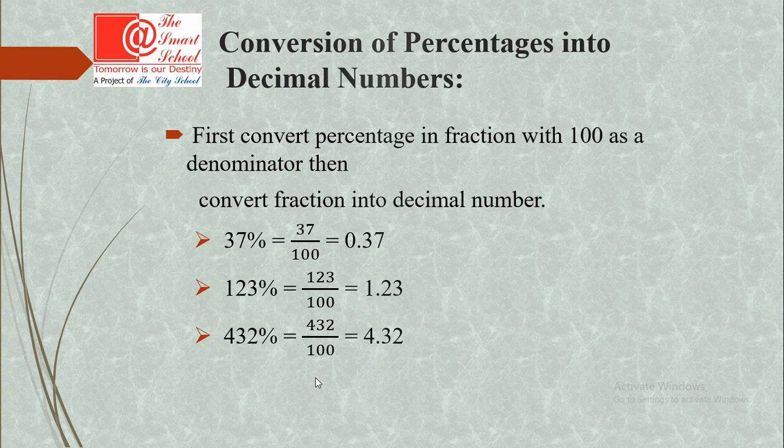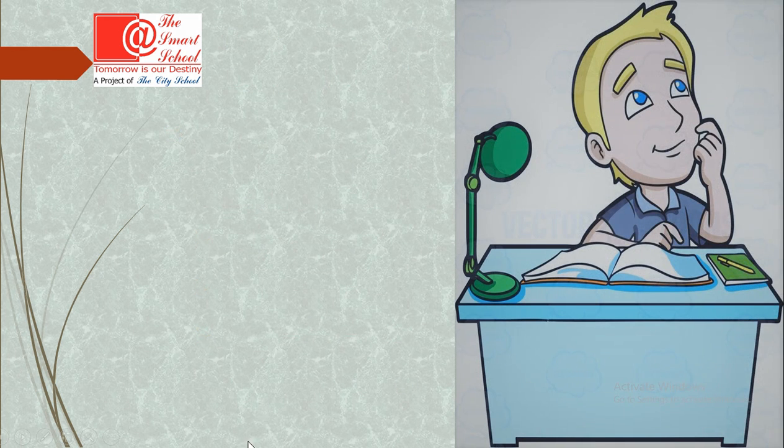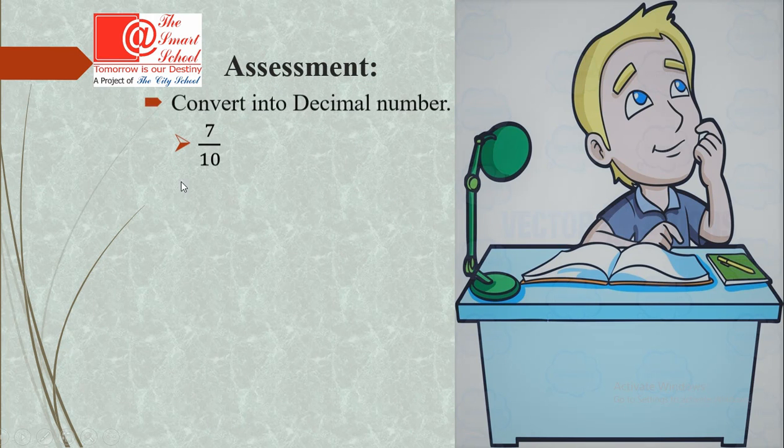Now a little assessment. Convert into decimal number. So 7 over 10 in decimal form is the same as, yes, it is so simple. Yes, everyone can tell. Check your answer please. 0.7. Because 1 zero is here, so the decimal will come after 1 digit. Yes, exactly correct. Now 1 over 5. What is the decimal form of 1 over 5?